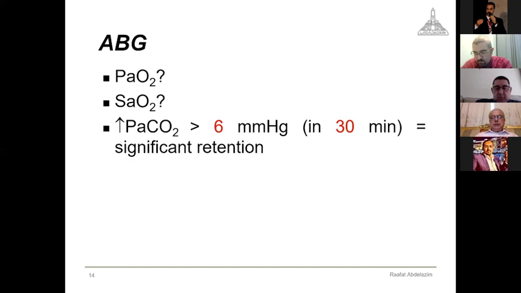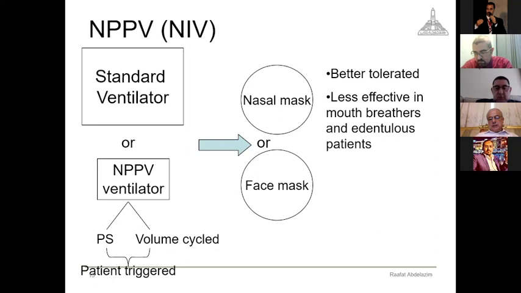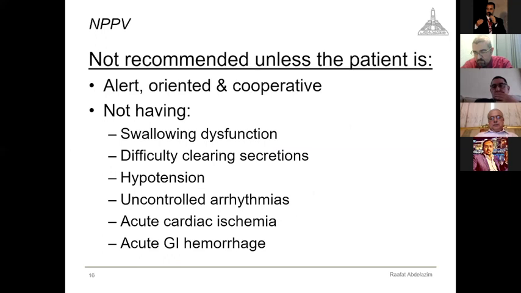This indicates that we have to ventilate the patient. If the patient is a good candidate for non-invasive ventilation, we start it. If not, because it is contraindicated in some conditions, we start mechanical ventilation.